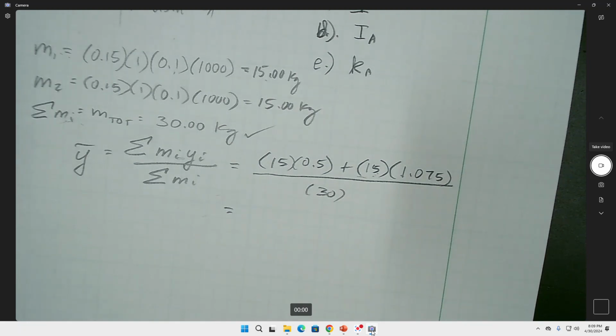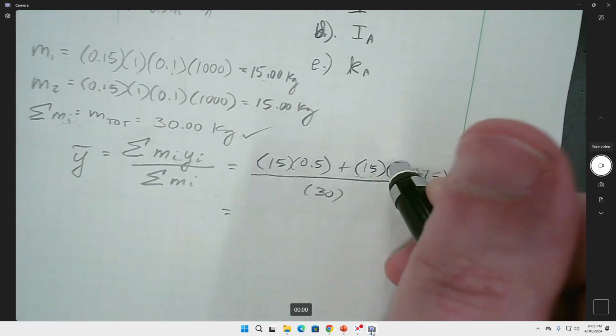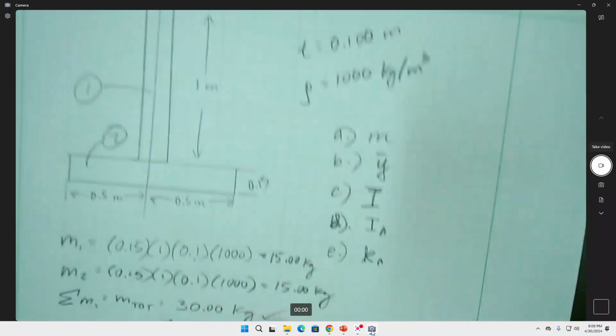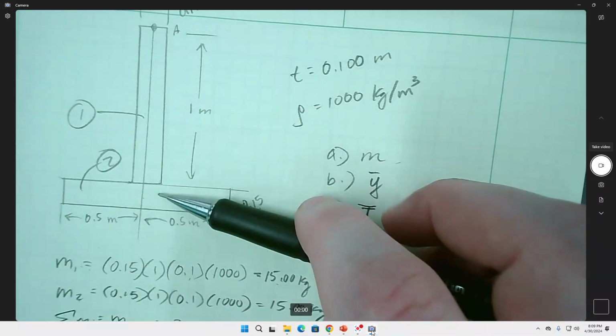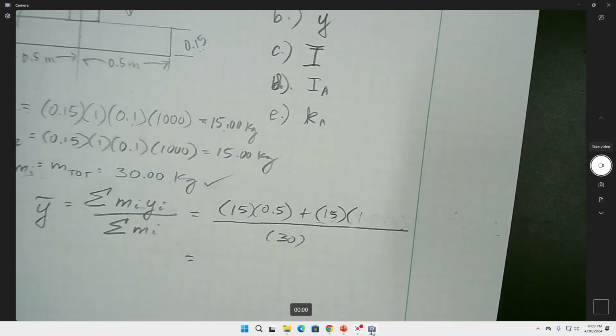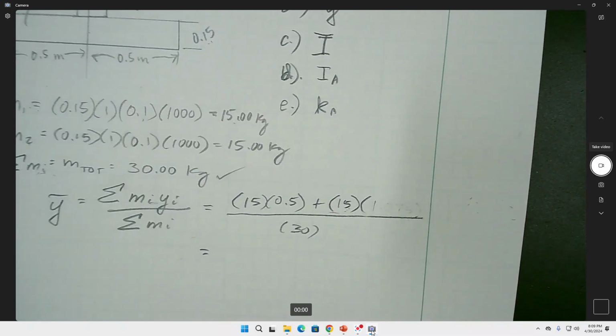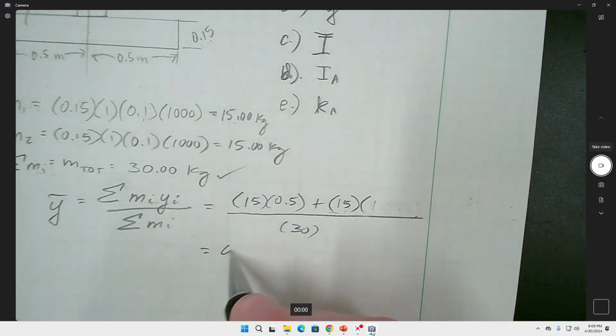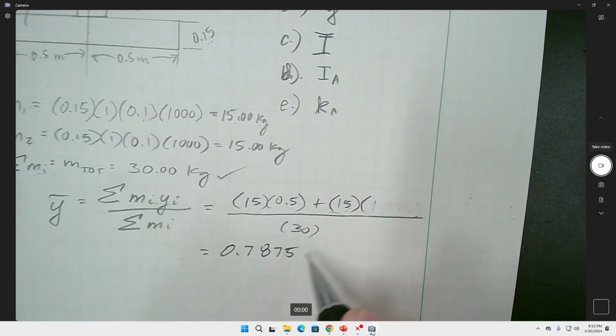Should it be 0.075? I don't know. No, it should be +1 because we're taking it from here coming down. So I gotta see what I did wrong here. I took a shortcut, I think. I went 15 times 0.5. Well, 15 times 1.075. That sounds right. Add them together, divide by 30. Yeah, okay, good. 0.7875 meters.